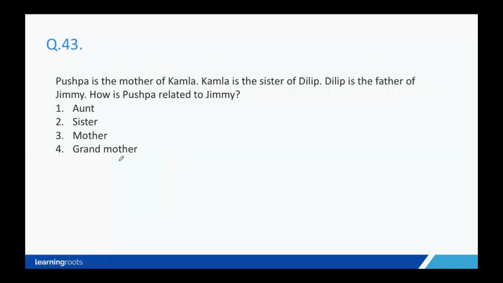Okay, coming to 43. Pushpa is the mother of Kamla. So Pushpa here is the mother of Kamla, and Kamla is the sister of Dilip. Dilip is the father of Jimmy. How is Pushpa related to Jimmy? Clearly, she is the grandmother. Fairly simple, straightforward question, nothing to do apart from simply drawing this diagram.